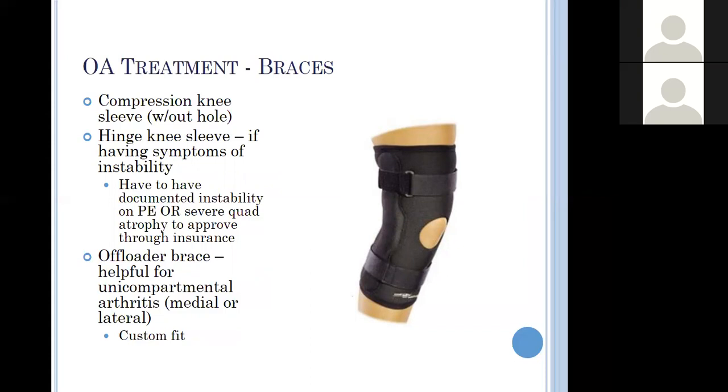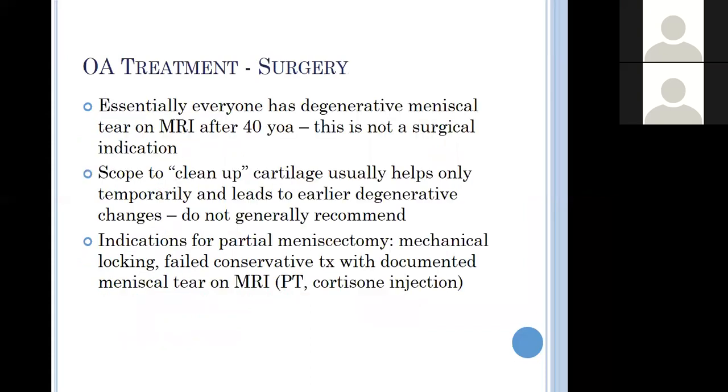An offloader knee brace, which is a custom fit brace, is helpful for unicompartmental arthritis. So send them over to us if they have just that complete medial compartment that's collapsed, and then we'll get them fit for that, because it's a very expensive brace otherwise too, but it does help a lot of people. Surgery is helpful for knee replacements.